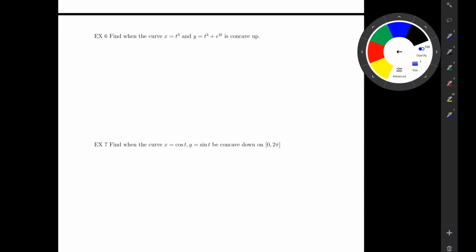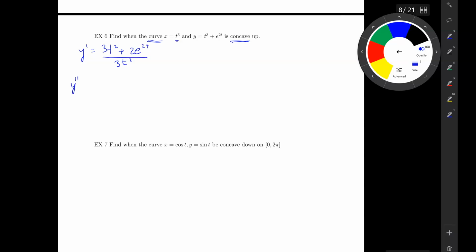Okay, so let's go find some t values when this curve is concave up. So remember, to find the second derivative, first you need to find the first derivative. So that's dy/dt, the derivative of y, 2e^(2t), over the derivative of this. Okay, so I'm going to leave it like this. There's nothing to simplify really. Keep it in one big fraction.